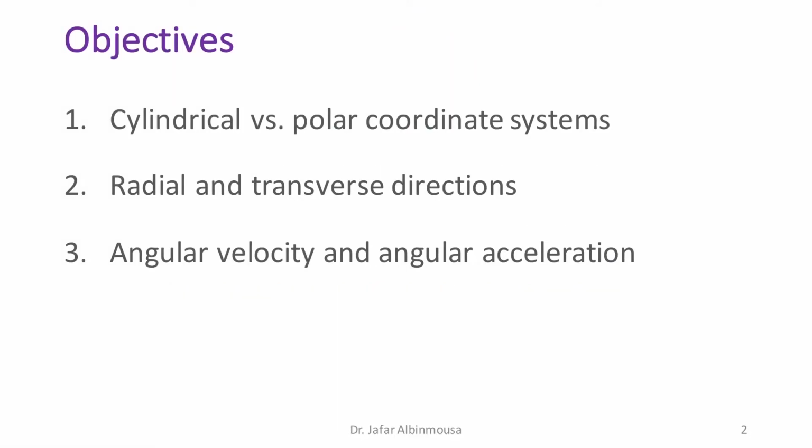So our objectives are to distinguish between cylindrical and polar coordinate system. Then we will define radial and transverse direction, which are a new direction or new axis. And then we will describe the angular velocity as well as the angular acceleration.